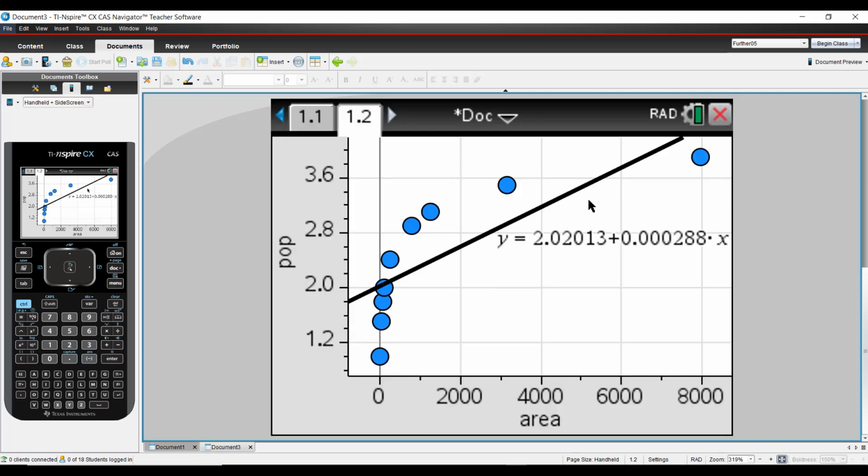And there we have it. Line goes straight through, and here's our equation. Population equals 2.02 plus 0.000288 times the area. But clearly that is not really a straight line relationship.